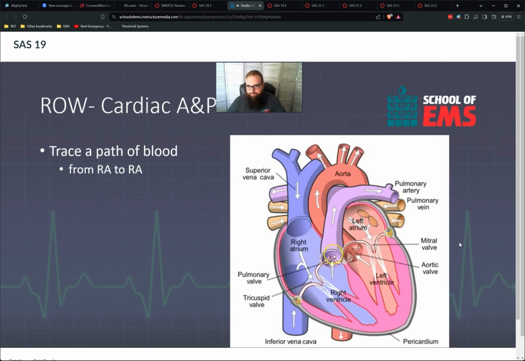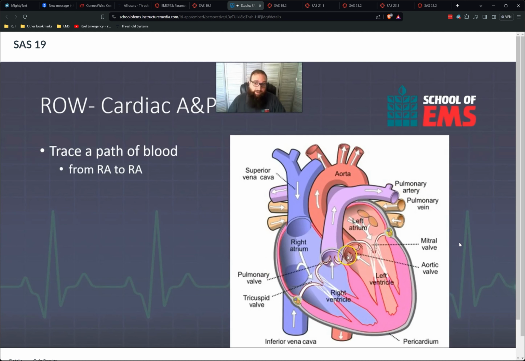I've always heard it called pulmonic. This picture has pulmonary valve. I got it from Wikipedia because it's in public domain. So pulmonary, pulmonic valve, whichever one. And then you basically continue until you die, literally.